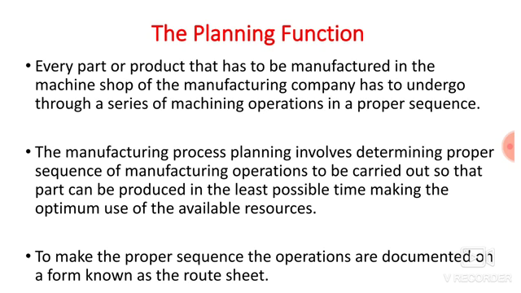Then to make the proper sequence, the operations are documented on a form known as a route sheet. Once the operations are decided for manufacturing the product, they are listed down on a piece of paper, and that piece of paper is known as the route sheet. So basically in the process planning activity, you have to write down a process plan, and that process plan is nothing but a sequence of operations. First of all you have to list down the operations, and then you have to decide the sequence of operations also.